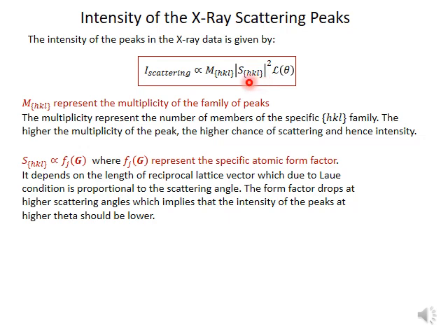The second important factor in determining the intensity of the scattering is the structure factor, which we have talked about in detail in the last module. The structure factor equals a certain atomic form factor multiplied by a phase, which lets you know which combinations of HKL should be missing or not. But the atomic form factor, for an X-ray, depends on the reciprocal lattice vectors.